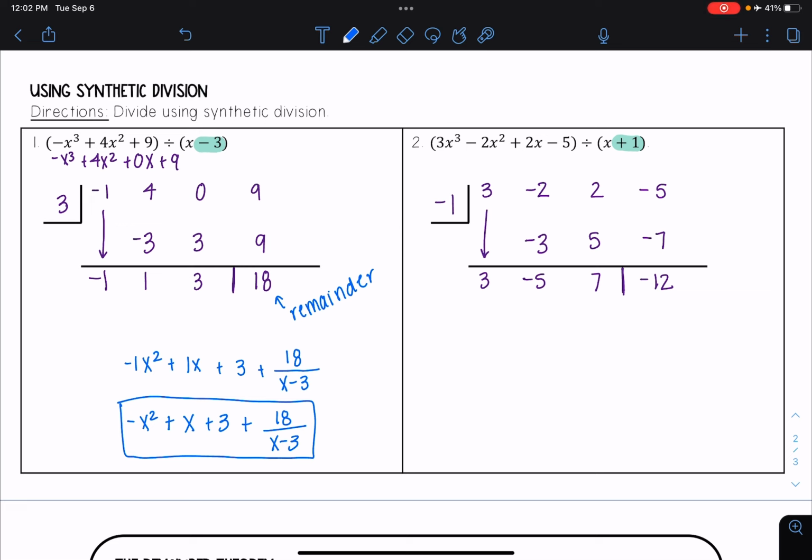And now to write my answer, I'm going to start last and then work myself to the beginning. And remember, I'm adding an x as I go. First, I know that negative 12 is my remainder, so I'm going to have negative 12 over my divisor, x plus 1. And then I'm going to have 7 plus, add x in there, so I have negative 5x. And then x squared, so I have 3x squared.